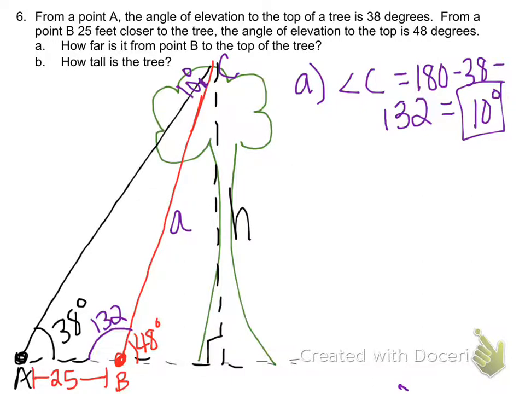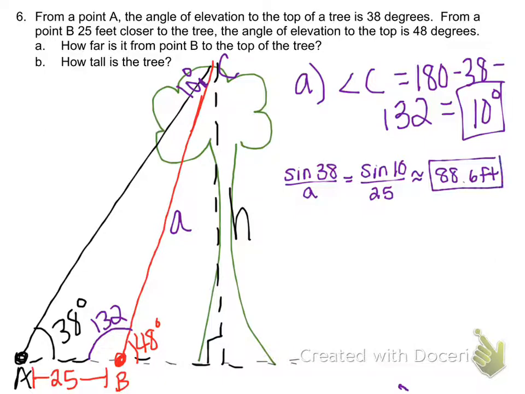So now I have an opposite side and an opposite angle. 10 degrees is opposite of 25. And then I have A that I'm looking for and an opposite angle, which is 38. So I can use the law of sines. So I have sine 38 over A, which is equal to sine of 10 over 25. And after we cross multiply and divide, I get 88.6 feet. That is how far point B is to the top of the tree.